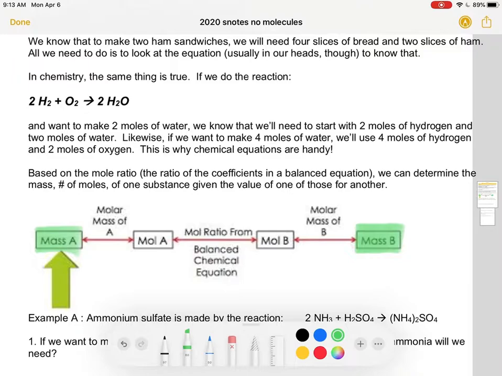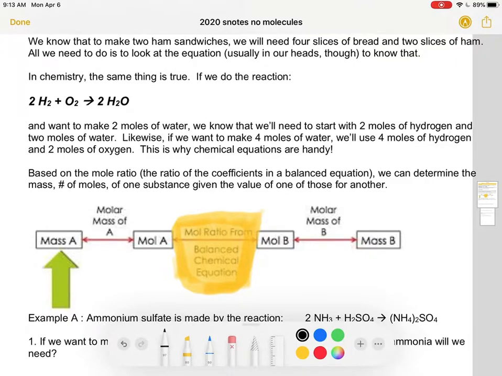This all depends on our mole ratio. And our mole ratio just comes from our balanced chemical equation. So you have to make sure your equation is balanced. All right, so let's get started. Let's dive in.